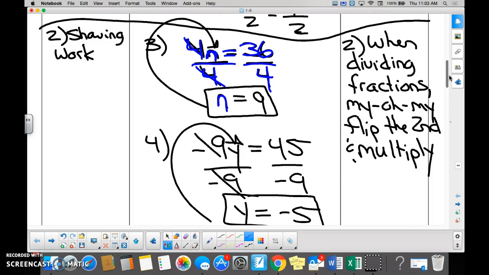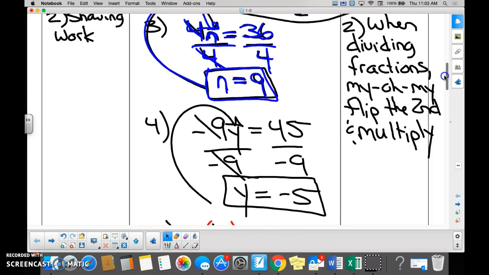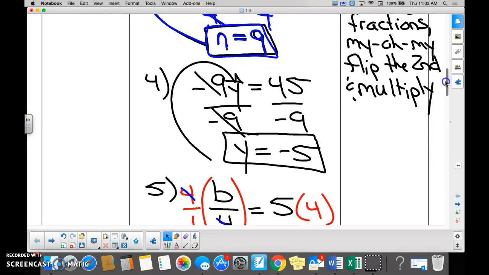And what is 36 divided by 4? 9. And what do smart people do? They check their answer, of course, after they box it. Okay, so that is using the division property of equality. Number 4 is just another example.